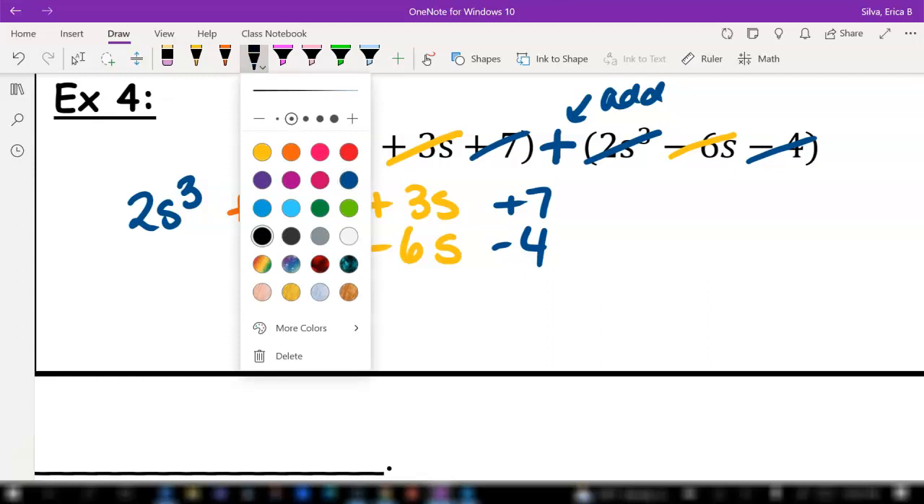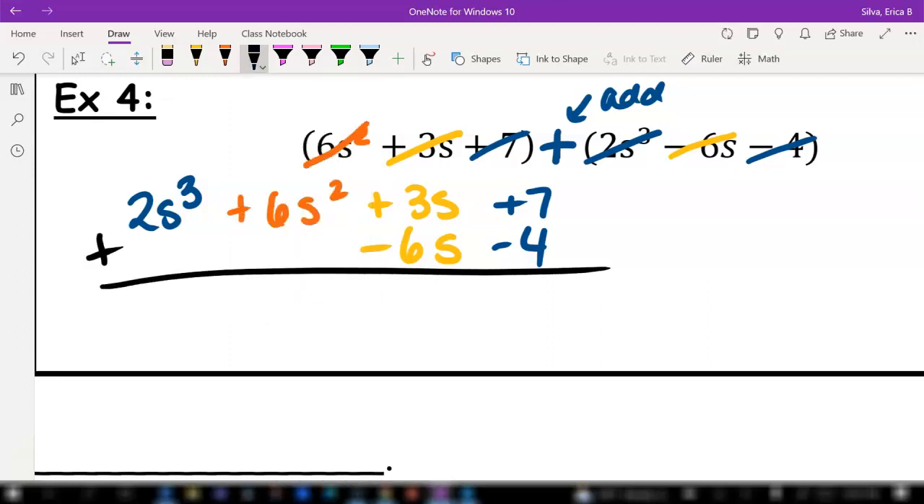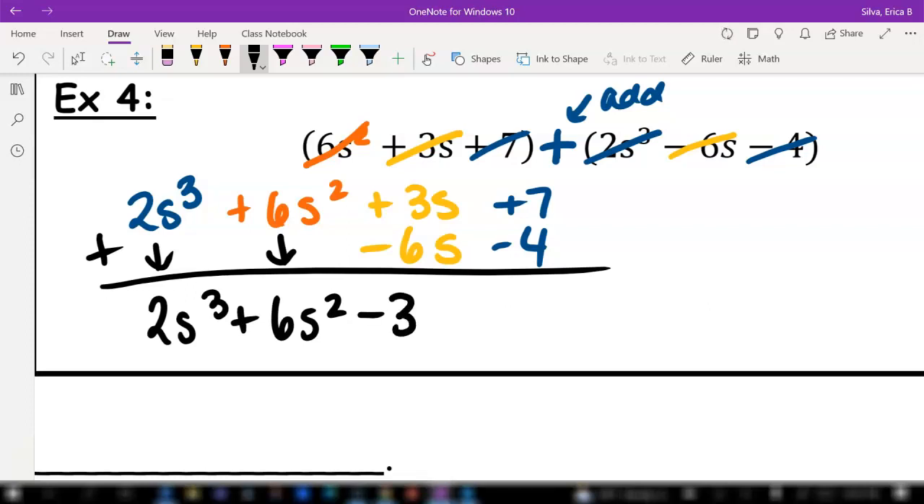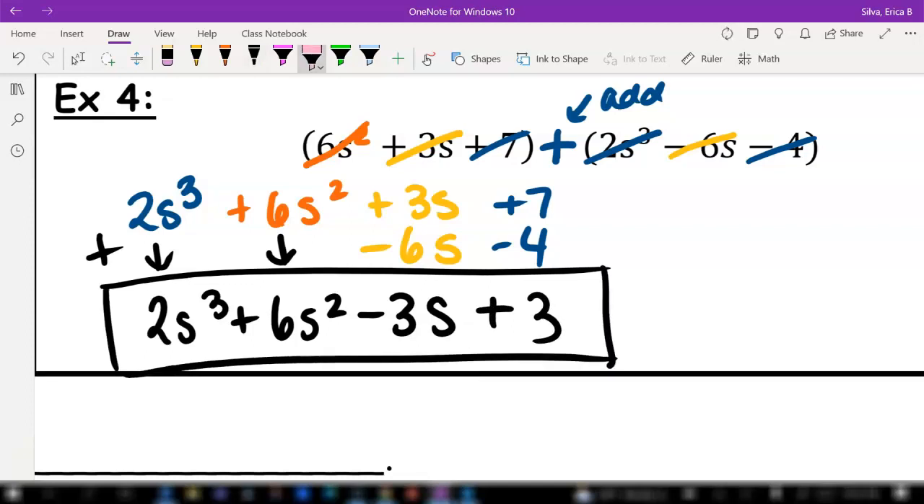So once we combine them all, then we simply add. We get 2s to the third plus 6s to the second. 3s minus 6s is negative 3s. And then 4 plus negative 4. I'm sorry, 7 plus negative 4, or 7 minus 4, is positive 3. And if we do it this way, we already have our answer in standard form, where we have the highest exponent to the lowest exponent, and then my constant at the end.